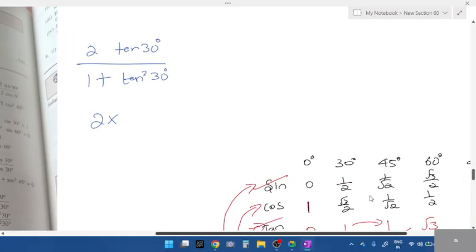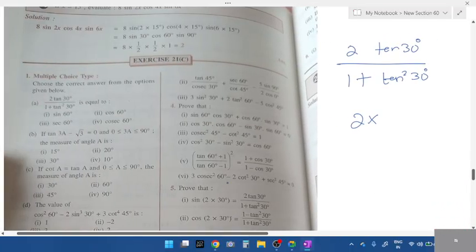What is tan 30? 1 by root 3. Good. 1 by root 3 divided by 1 plus tan square 30. Tan 30 is 1 by root 3. You have to square it. Clear?